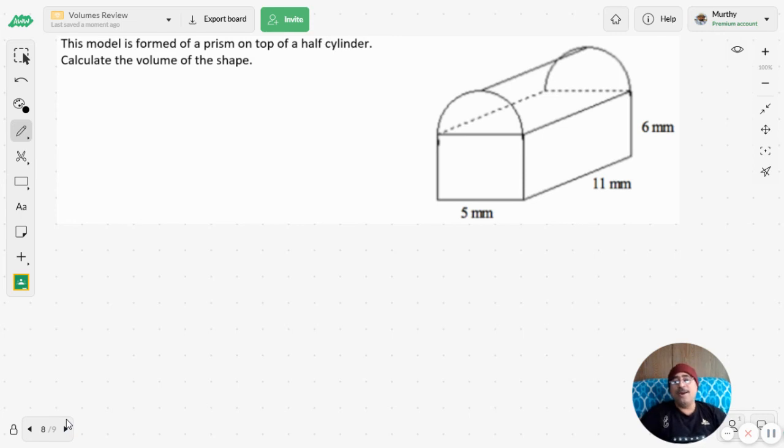The model is formed of a prism with, on top, half of a cylinder. Please observe carefully that the top is half of a cylinder. Do you see that? It is something like a loaf of bread. And here the units are given, from here to here, 5. So let me take this value as 5 units, whatever the units may be.